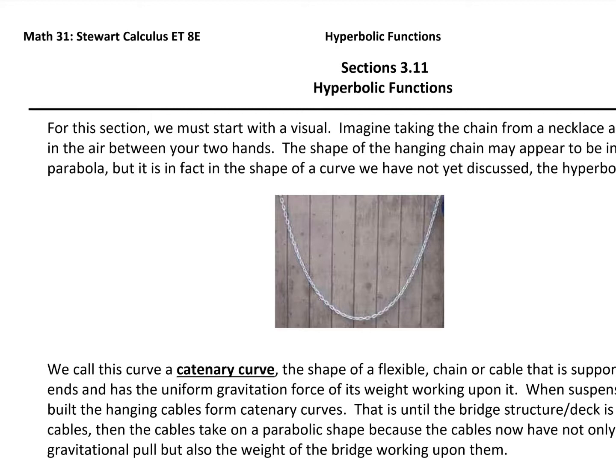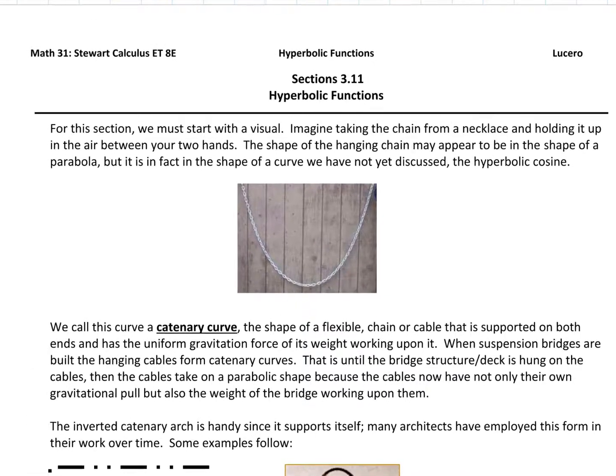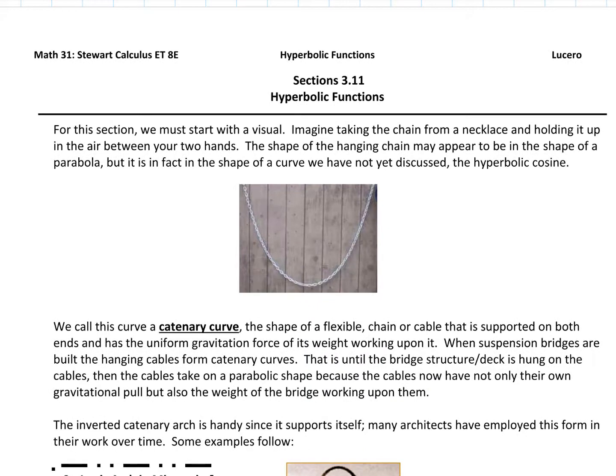This is called a catenary curve, the shape of a flexible chain or cable supported on both ends, with only the uniform gravitational force of its own weight pulling down upon it. This catenary curve is mathematically modeled by what's called the hyperbolic cosine. We're going to get into all of that, and talk about how these functions relate to the trig functions. You'll see with their names, there's the hyperbolic sine, hyperbolic cosine, hyperbolic tangent, that given those names, they likely connect in some way to the trig functions. So we'll talk about the relationships there, as well as this idea of hyperbolic.